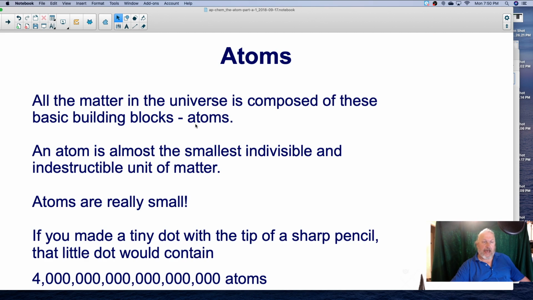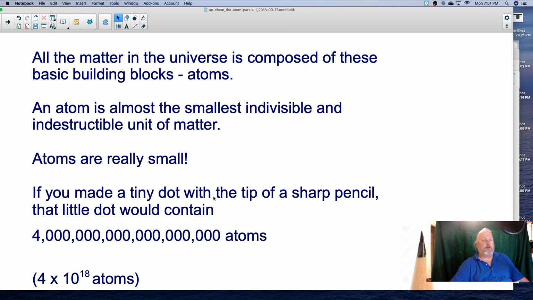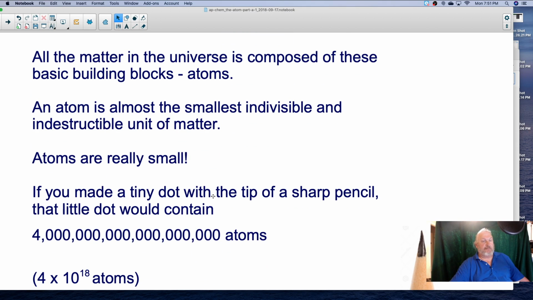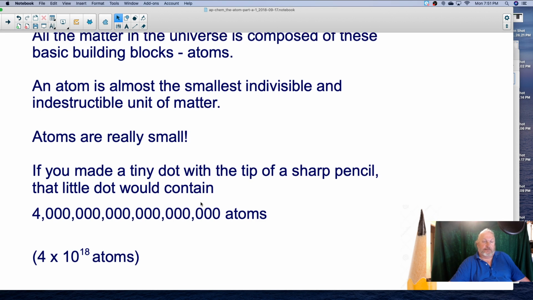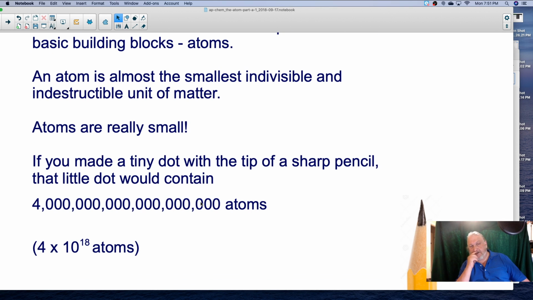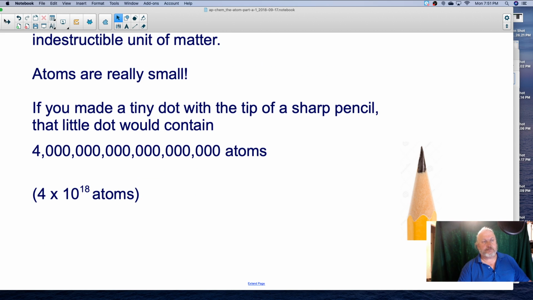So, atoms. All matter in the universe is composed of these basic building blocks. We call them atoms. An atom is almost the smallest indivisible, indestructible unit of matter. And they're really small. If you were to make a tiny dot with the tip of a sharp pencil, that little dot would contain 4 times 10 to the 18th atoms. That's a bunch of atoms. Just a little bitty dot with a pencil.